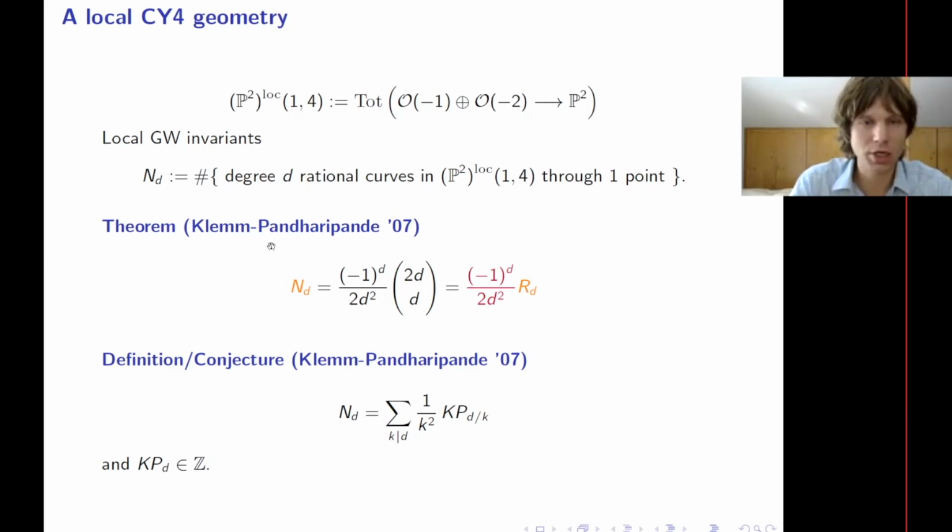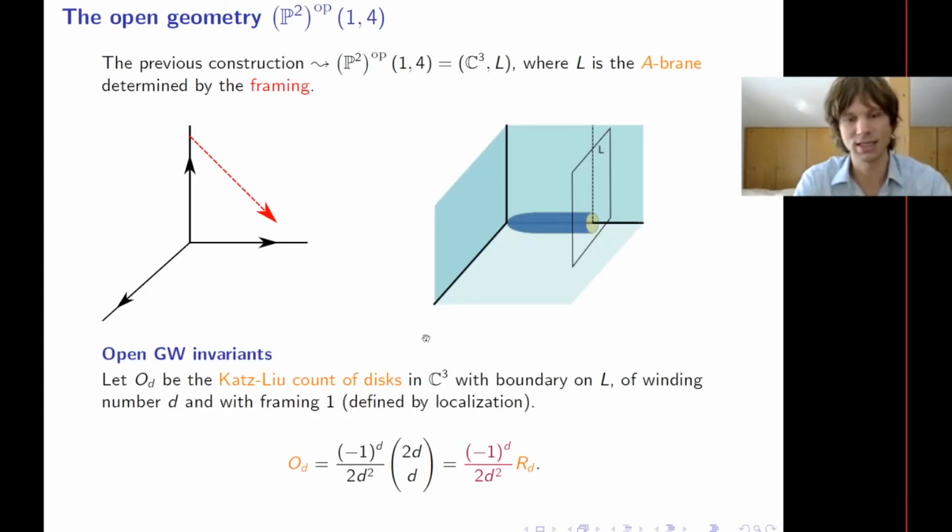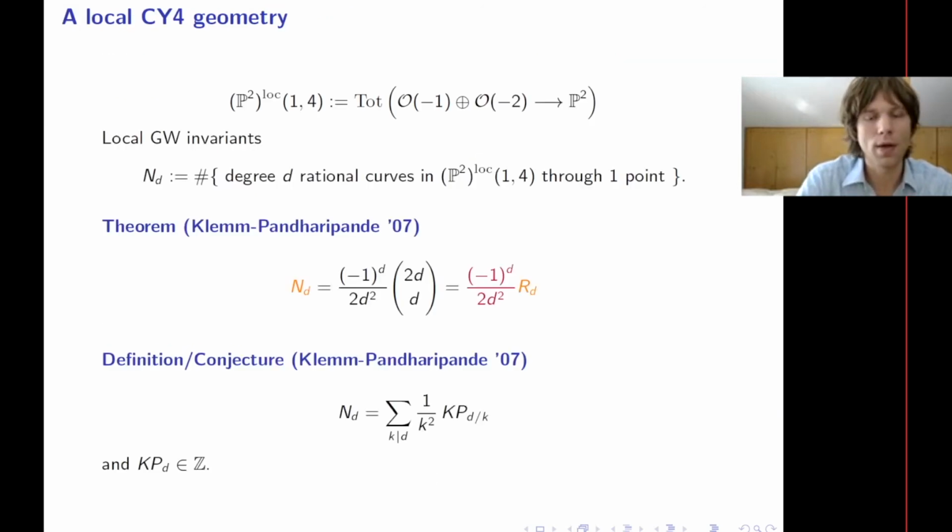There was a calculation by Klemm and Pandharipande, which we reproduce, in 2007, which computes that these numbers N_D are equal to this. In particular, you can see that it's exactly the same as we had here, right? And it's also related to this R_D by this factor.